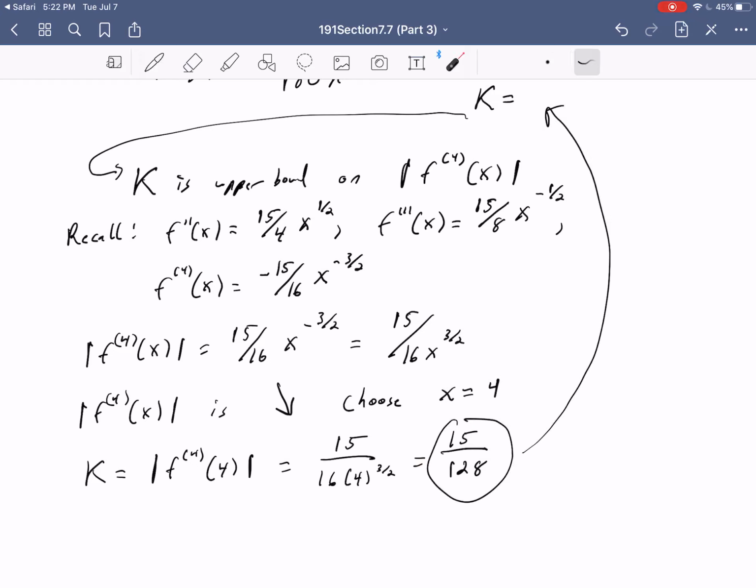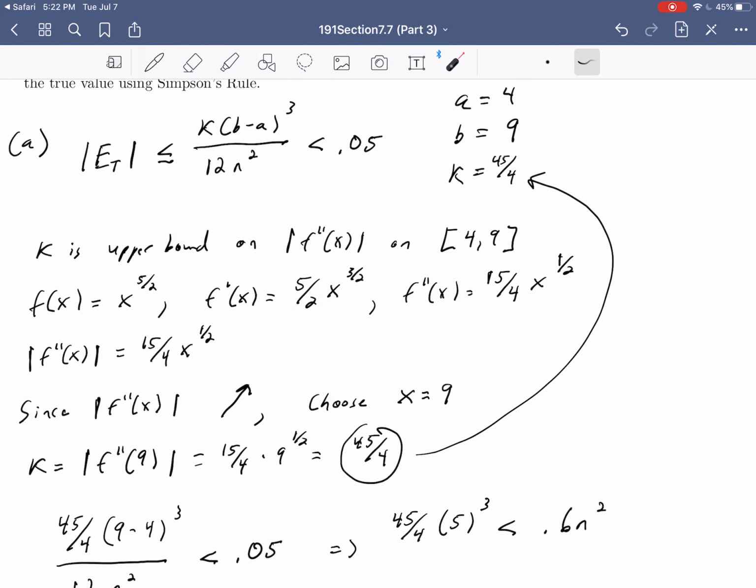Now, this is something really important here. I want to just make sure you guys compare and contrast this with the little k. Remember, little k here was based on the second derivative. The second derivative turned out to be a strictly increasing function. The larger x was, the larger this was. So we chose x equals 9 to make it as large as possible.